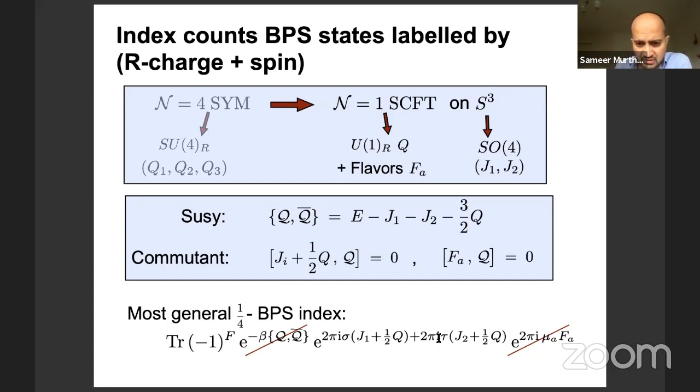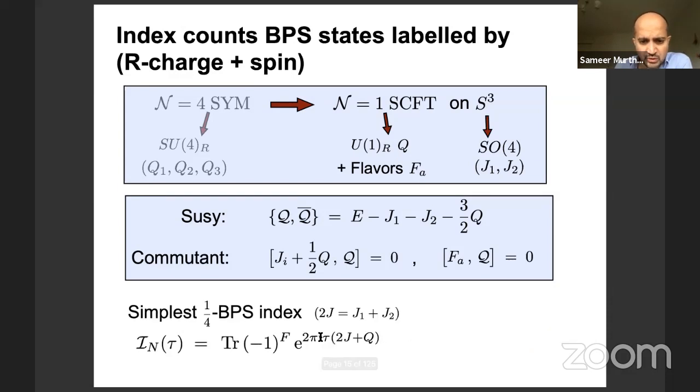And in fact, I'm going to set sigma equals tau. So there's only one coupling to J1 plus J2 plus Q. Okay, and this combination, I'll call this small n in a second, that you should think of as labeling the BPS states. So this is the most general state. What you have on the screen in front of you is the simplest, most general index.